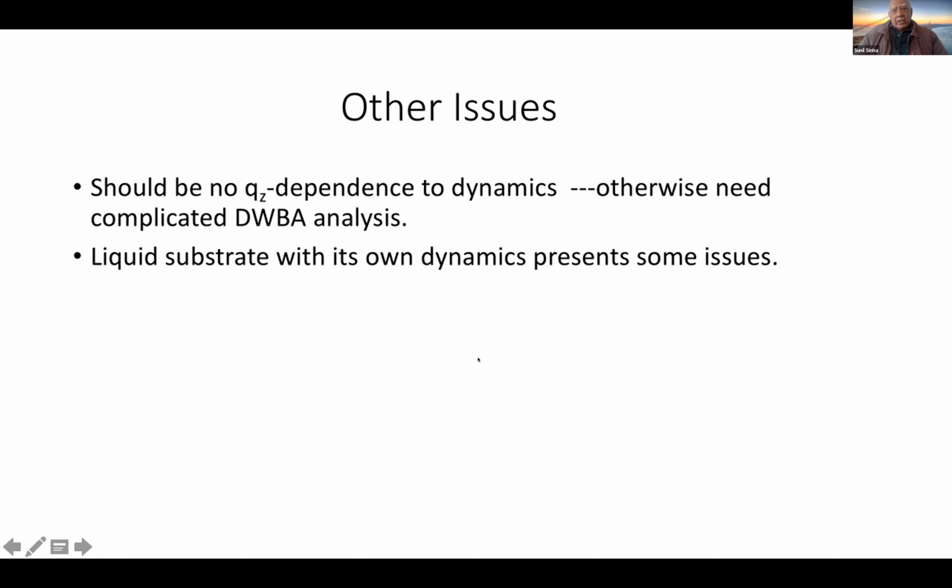Okay, the other thing that Grazing-incidence XPCS requires is there should be no QZ dependence to the dynamics. Because if there's any QZ dependence to the dynamics, then because of the reflection from the substrate, you're picking up several different QZs at once, according to the DWBA. And so it becomes a bit of a problem to unscramble all that and get the dynamics at a particular QZ.